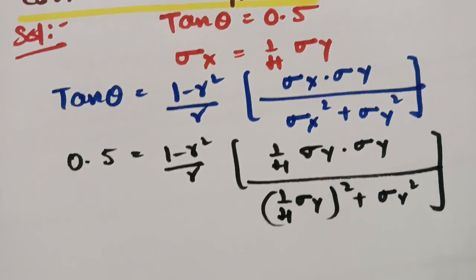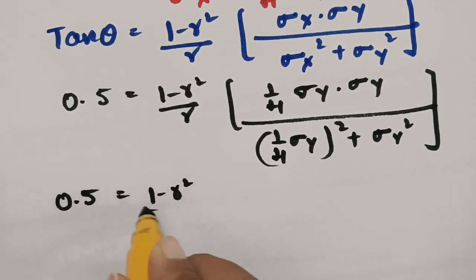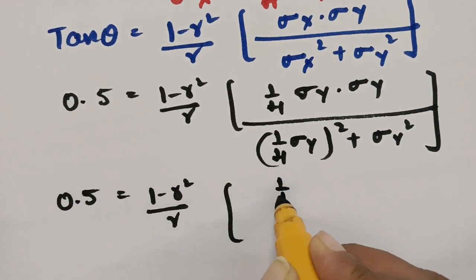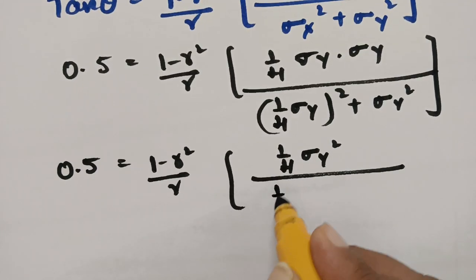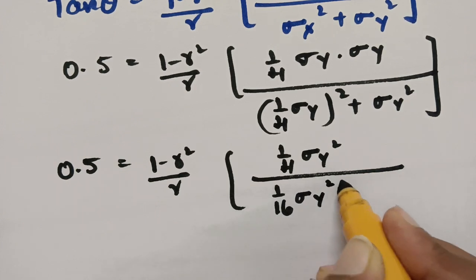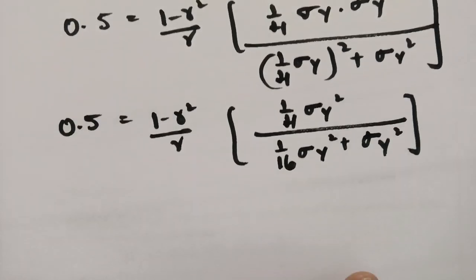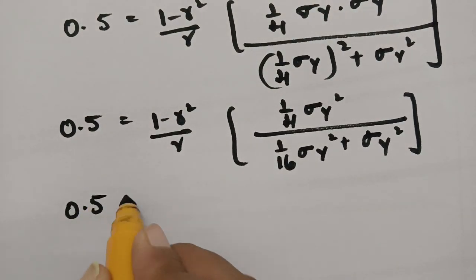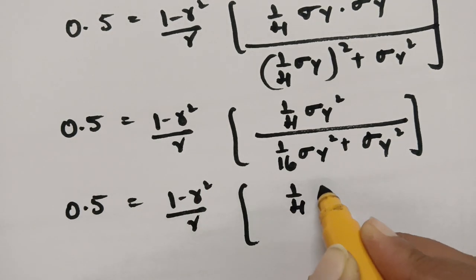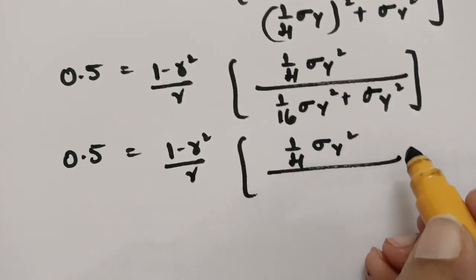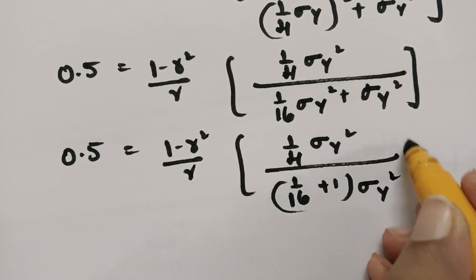So this is sigma y square. So this value 0.5 is equal to (1 minus r square) by r, into 1 by 4 sigma y square by, so this is 1 by 16 sigma y square plus this is sigma y square. So this is also sigma y square. So this value 0.5 is equal to (1 minus r square) by r, into 1 by 4 sigma y square by, this is 1 by 16 plus 1 into this value is sigma y square.